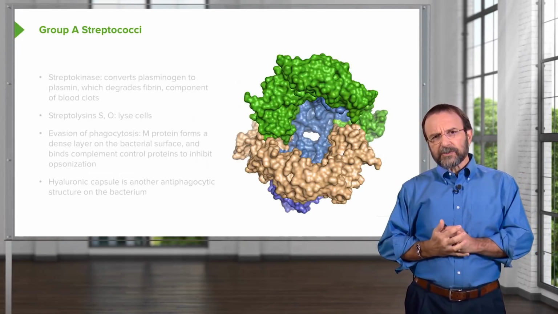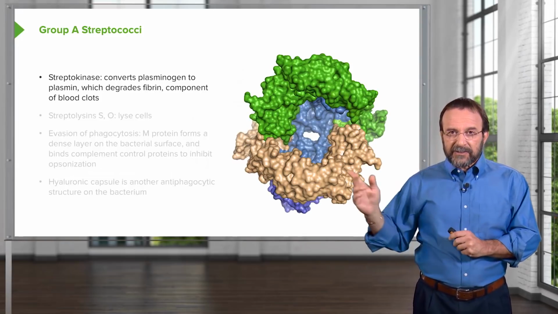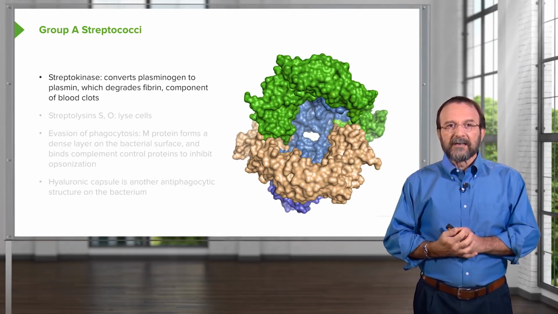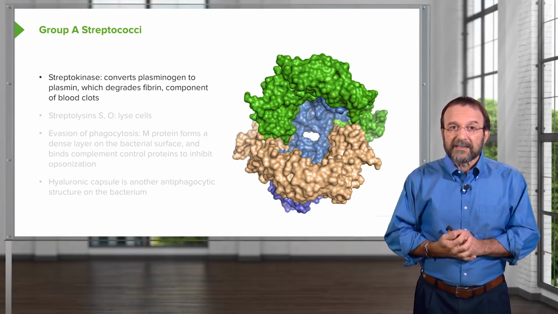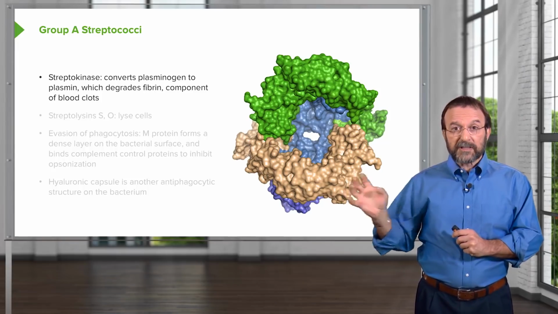These bacteria also produce an enzyme called streptokinase. It's shown here in three-dimensional structure of the protein. This enzyme converts plasminogen to plasmin. Plasmin, in turn, degrades fibrin. Fibrin is a component of blood clots, and it restricts bacterial movement.